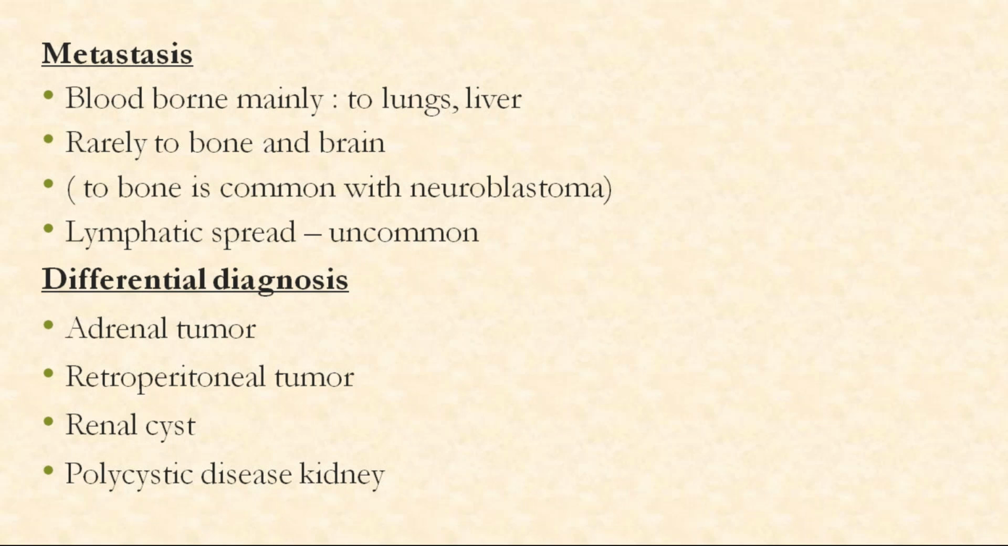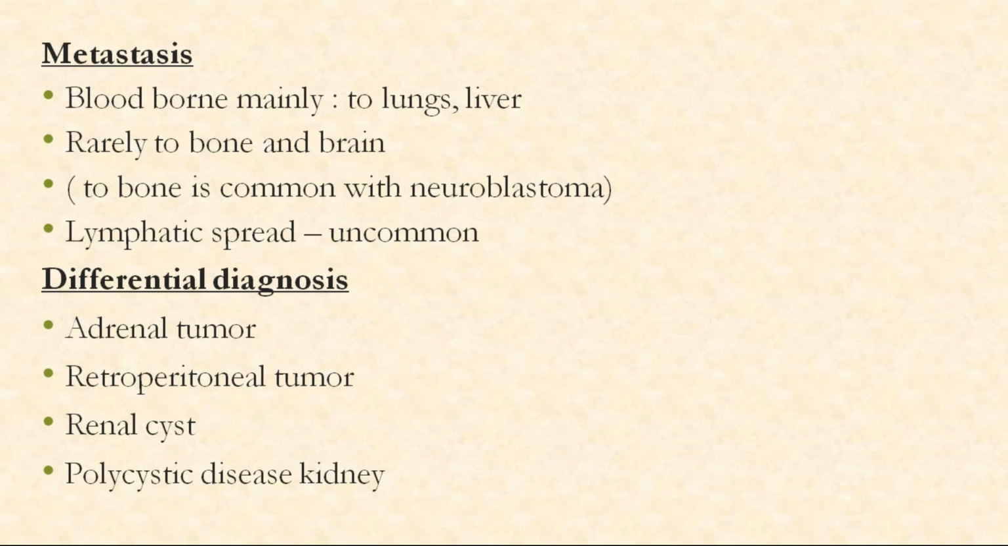Next, metastasis. Metastasis is usually blood-borne, as already discussed earlier. It may metastasize to the lungs and the liver, rarely to the bone and the brain. And lymphatic spread is uncommon. Mainly it is hematogenous spread and local spread.